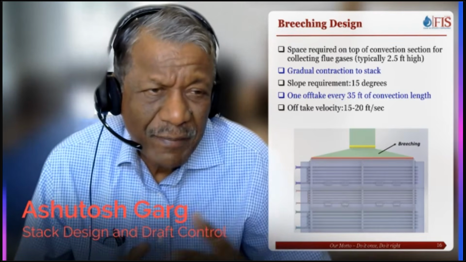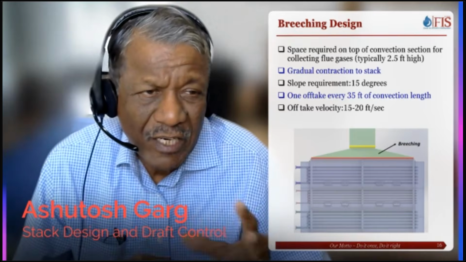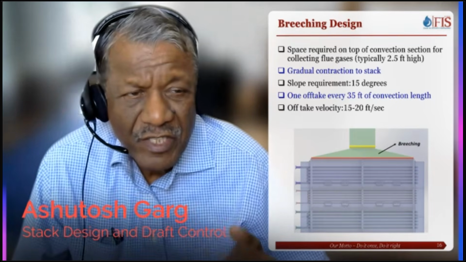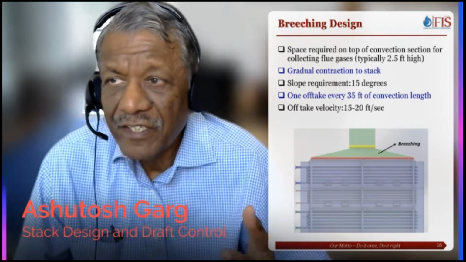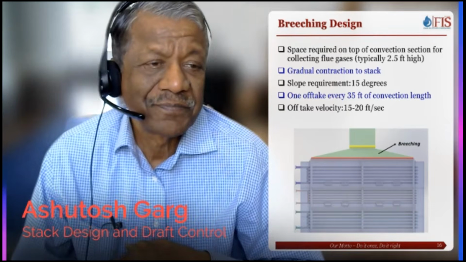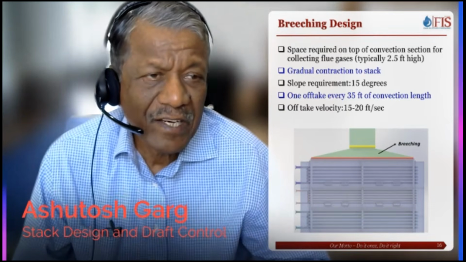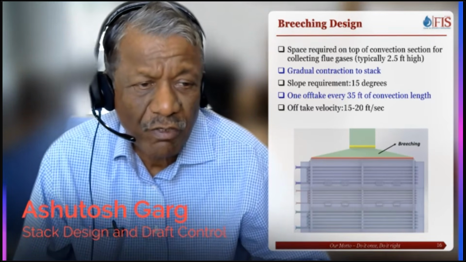The general recommendation is that these offtake velocities should be low, around 15 to 20 feet per second. That's the general guideline, although you will need to do exact draft calculations. So this is a typical guideline, or good engineering practice, which you want to follow.